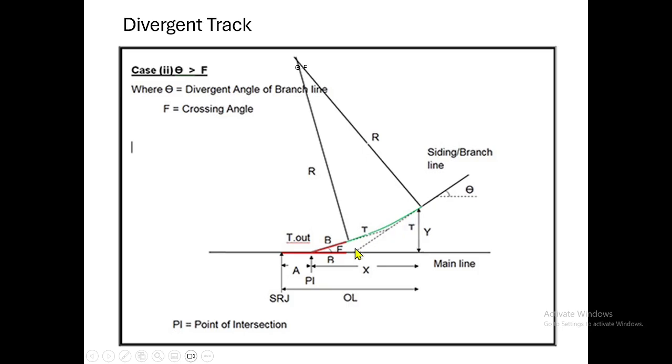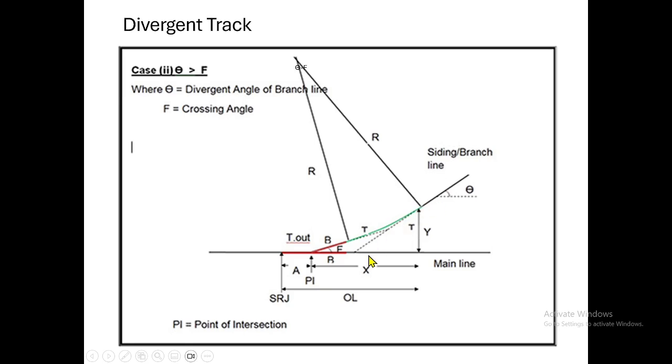Because of the difference in angle, there will definitely be a change in direction. So, necessarily we have to introduce a connecting curve in between them. For this type of situation, you have to locate the SRJ, and also locate the point up to which you have to draw the siding line, and after that you have to start providing the curve. So how to do that?